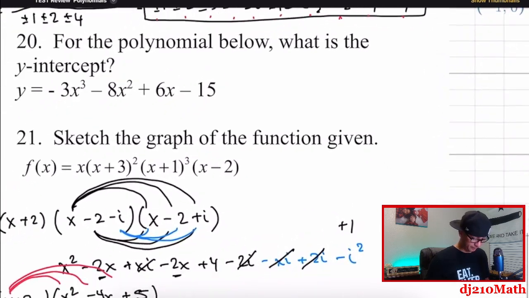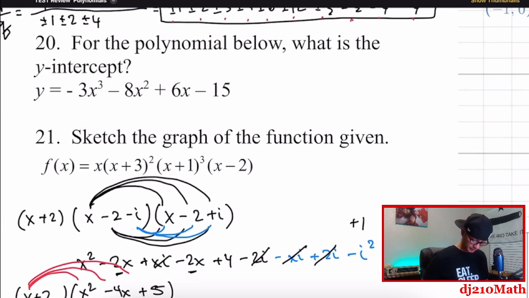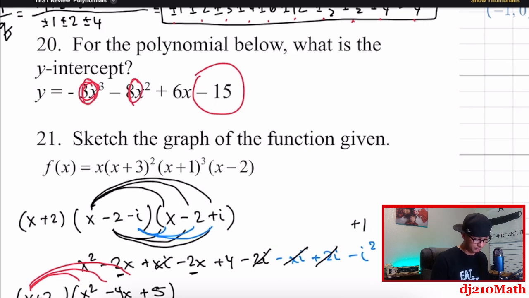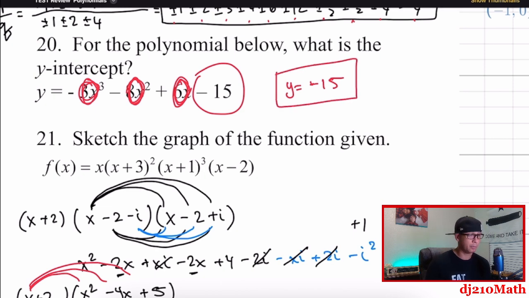Okay, number 20. What is the y-intercept? Easy. -15. Right, because that's when x is 0. When x is 0, it crosses the y-axis. So what's left? y equals -15. That's the y-intercept, when x is equal to 0. Right, x equals 0.